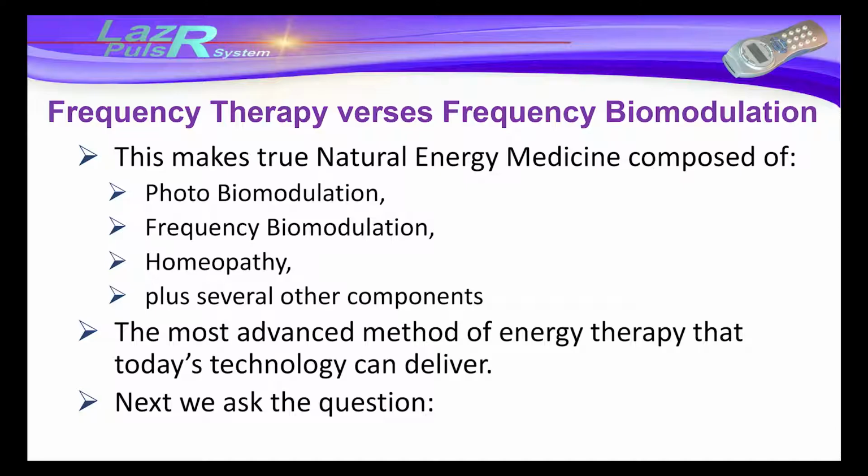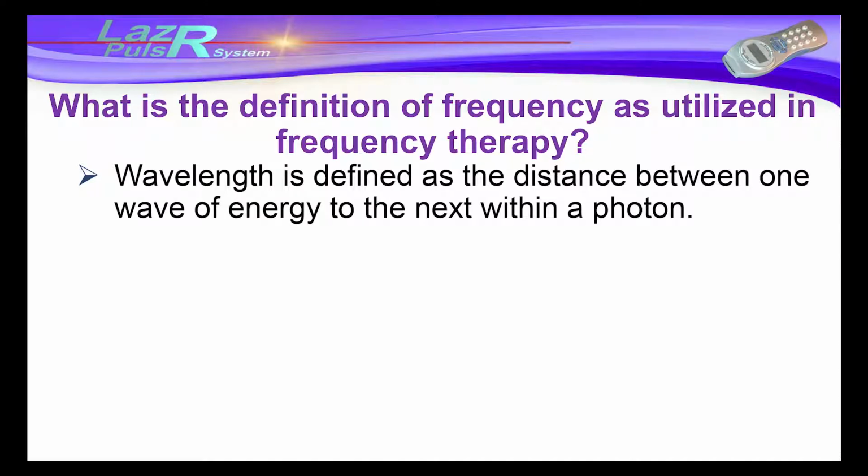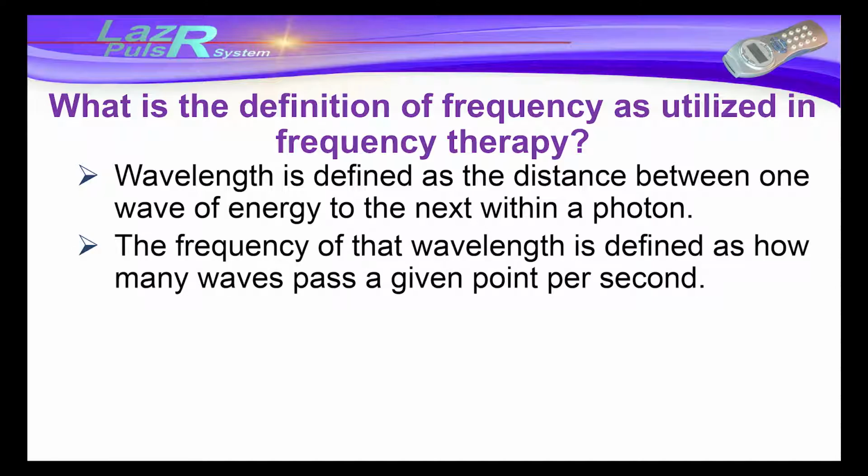Next, we ask the question, what is the definition of frequency as utilized in frequency therapy? Each different wavelength of light will also have its own frequency. Wavelength is defined as the distance between one wave of energy to the next within a photon, and identified as the nanometer of that wavelength. The frequency of that wavelength is defined as how many waves pass a given point per second.